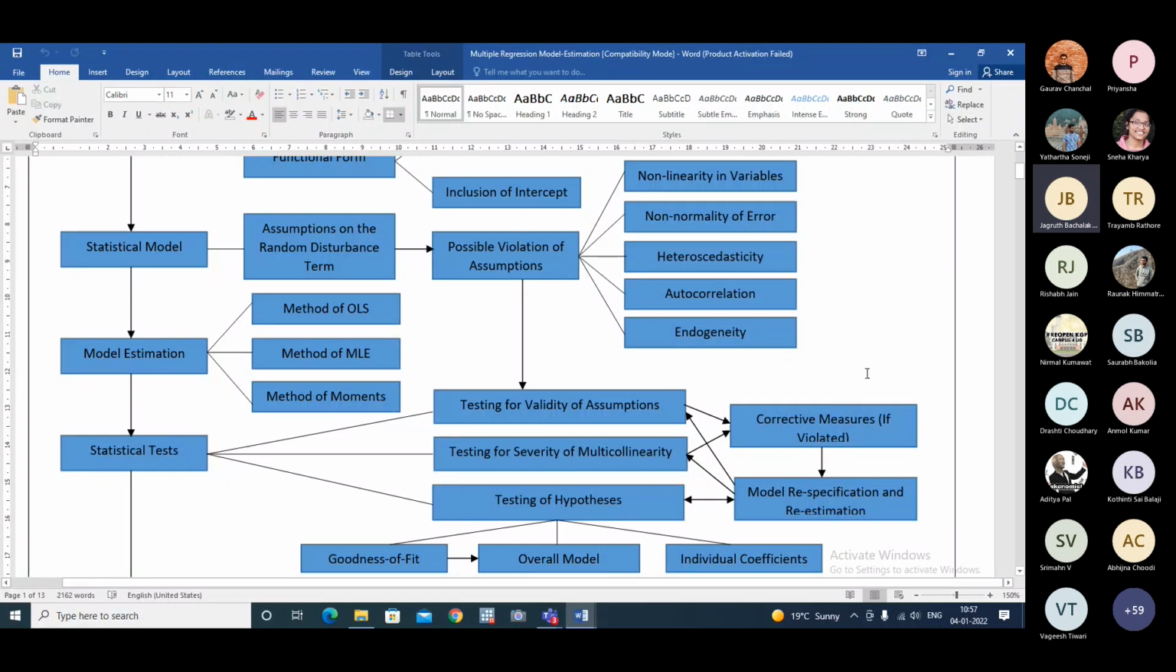What we'll do in this course, we'll discuss about estimation of the models. We'll discuss about testing of hypothesis. I'll go for that. But we'll also have very, very detailed discussions about possible violations of assumptions on the random disturbance term and what may be the consequences. But this part will come little later.